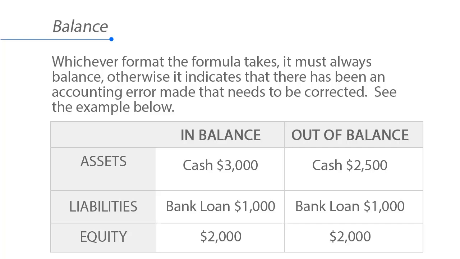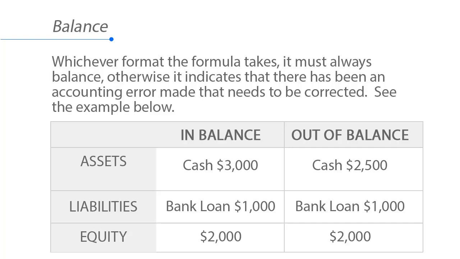The first example is of a balance sheet that is in balance. You have cash of $3,000, so that's our assets. Liabilities of a bank loan of $1,000. $3,000 minus $1,000 is $2,000. So the formula stands up. The numbers add up. $3,000 minus $1,000 equals $2,000.